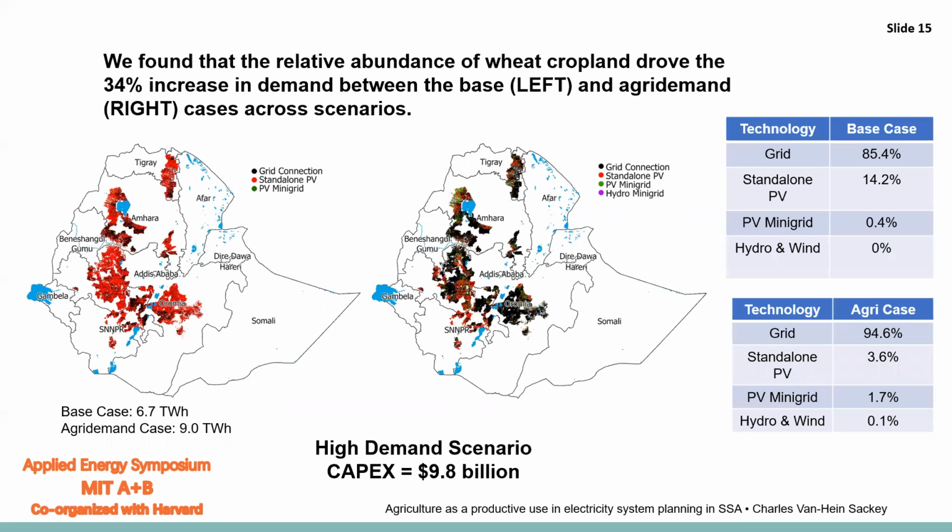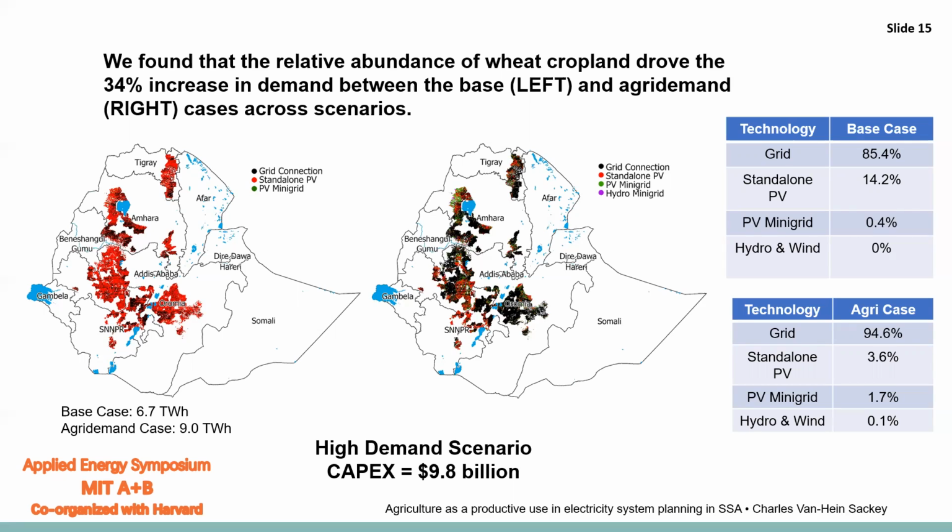So, our model results. The maps shown here display the optimal electrification mix in the agricultural clusters for the high demand scenario. We see that grid, indicated in black, standalone PV in red, and a bit of PV mini grid indicated in green are the main technologies used in the high demand scenario. There was a 34% increase in demand from 6.7 terawatt hours to about 9 terawatt hours in the agri demand case in the high demand scenario within these agricultural clusters. And this amounted to a total overnight capital cost of $9.8 billion to meet this total demand.